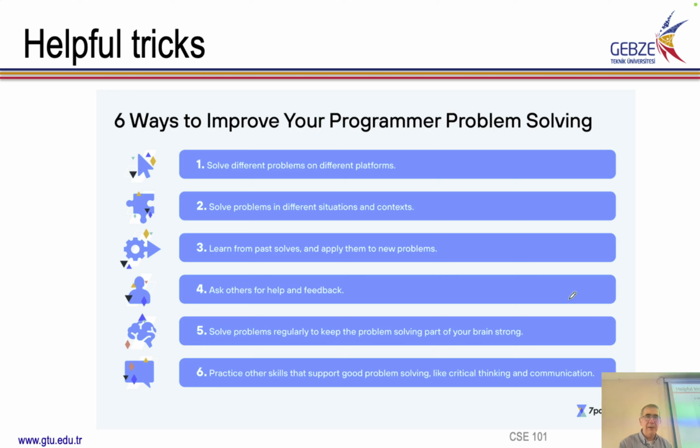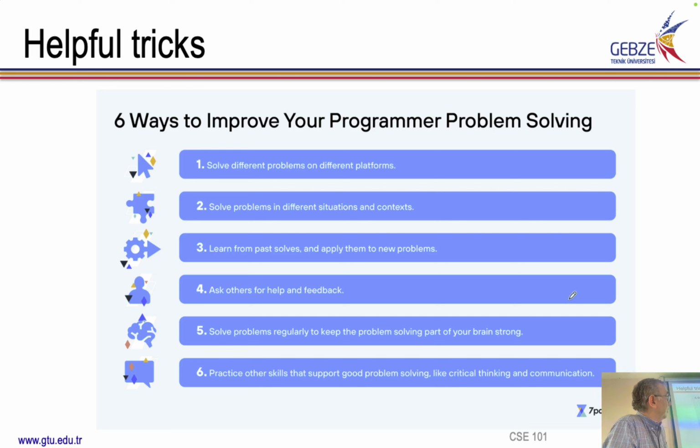So, six ways to improve problem solving strategies, this is from another place. One, solve different problems on different platforms. Do it on Windows, do it on Linux, same thing. Do it on the web, do it locally. Do it with Python, do it with C. So, a variety of ways of doing the same thing.